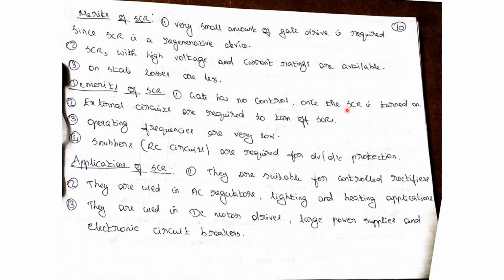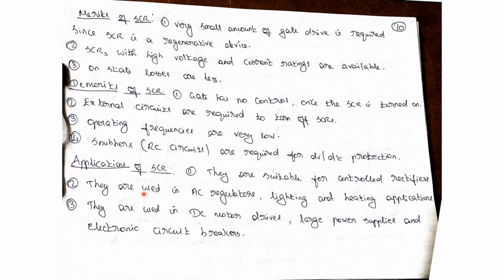Then we need external circuits, that is commutating circuits, to turn off the SCRs. Operating frequencies are very low. Snubber circuits, I mean RC circuits, are required for dV by dt protection. dV by dt means rate of change of voltage with respect to time. If it changes rapidly, then that also helps to turn on the SCR.